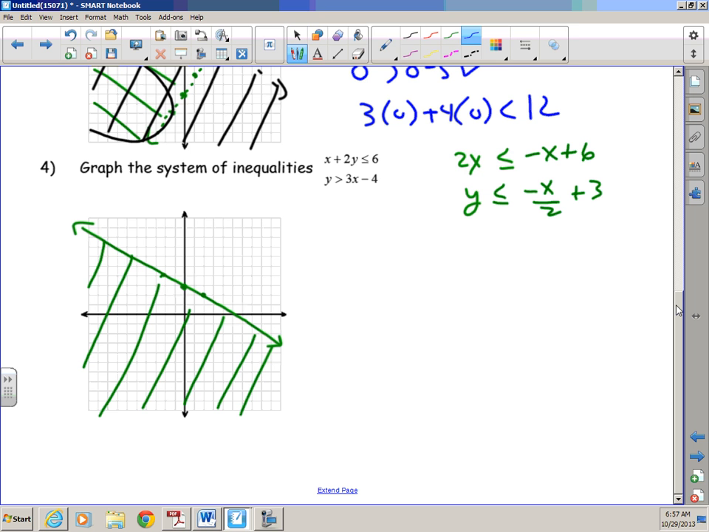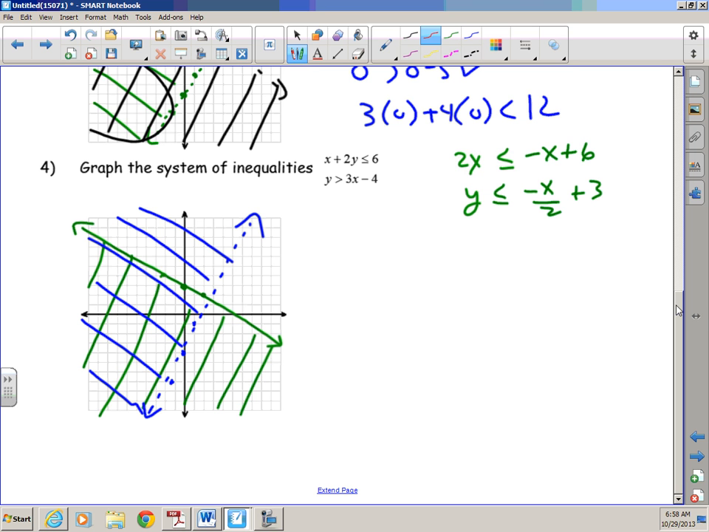Then I'm going to take my other equation, which is already set up for me. Negative 4 is my y-intercept. 3 is my slope. So I'm going up 3 to the right 1, down 3 to the left 1. Since it does not have the equal to sign, it's a dotted line. And since it's greater than, I'm shading above. And you'll see my solution set's very similar to the one above. It's between these two parts of the line.